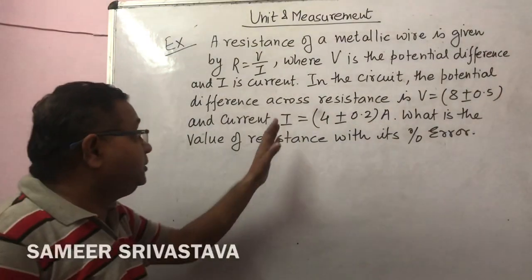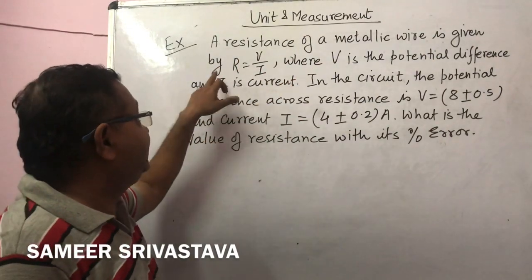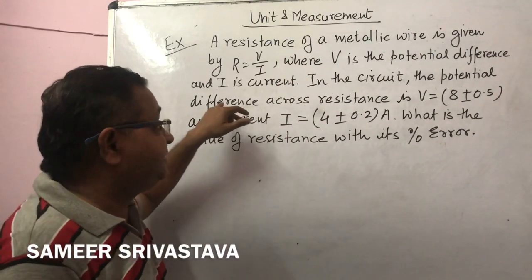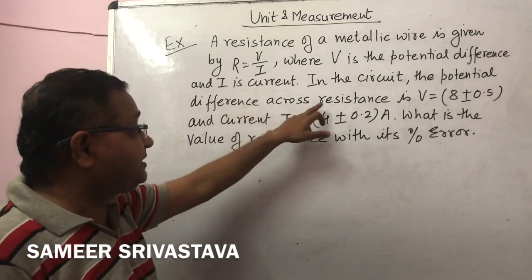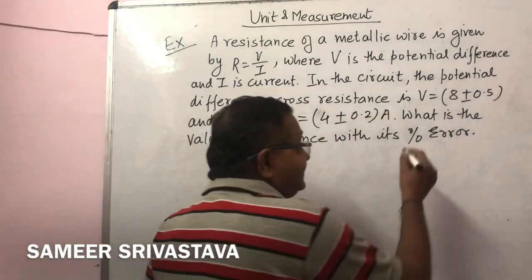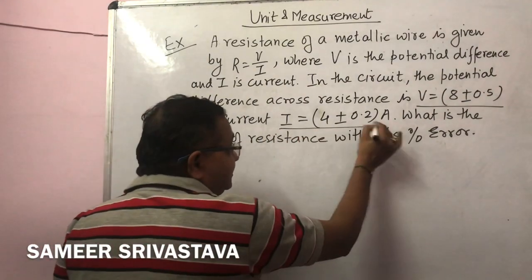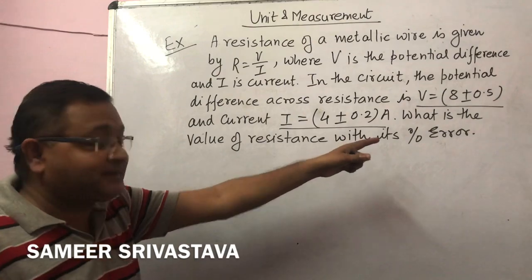Okay, now the next question. The resistance of a metallic wire is given as R equal to V by I, where V is the potential difference and I is the current. In the circuit, the potential difference across the resistance is V equal to 8 plus minus 0.5 and I is equal to 4 plus minus 0.2. What is the resistance with percentage error?